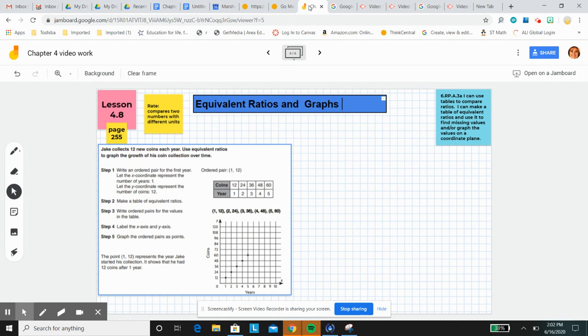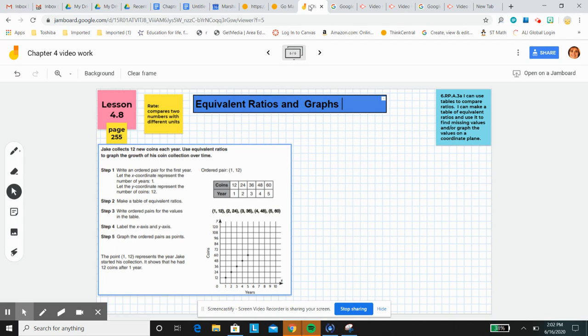So what we're going to be doing in our reteach today is taking a rate in our problem and putting that into a table. And from the table, we're going to create ordered pairs. And those ordered pairs will be related into a graph. Okay? So we should be able to take that table and relate it into a graph. All right, so let's take a look at our problem really quick.